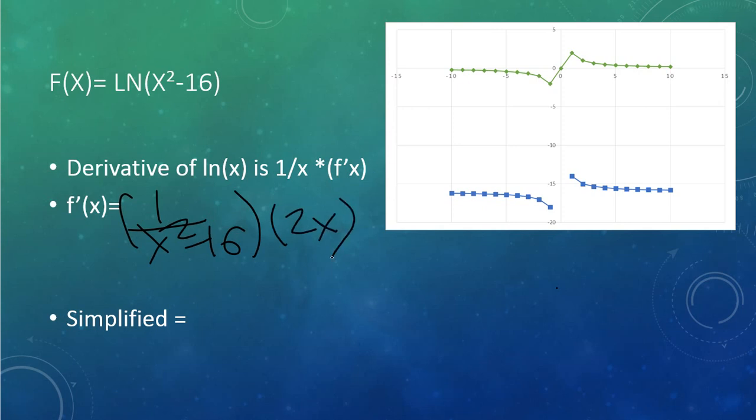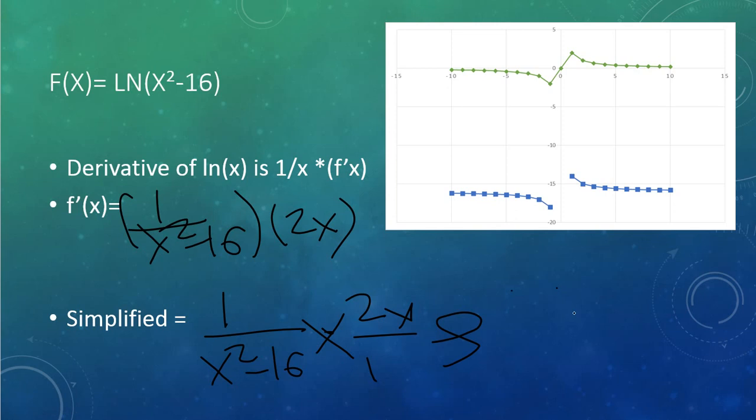And now this is going to simplify out to being 1 over x squared minus 16 times 2x over 1, and you're just going to cross multiply it. It's going to end up being this, 2x over x squared minus 16. And this function is going to show where it's increasing or decreasing.